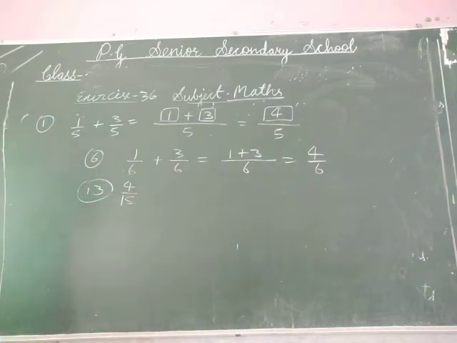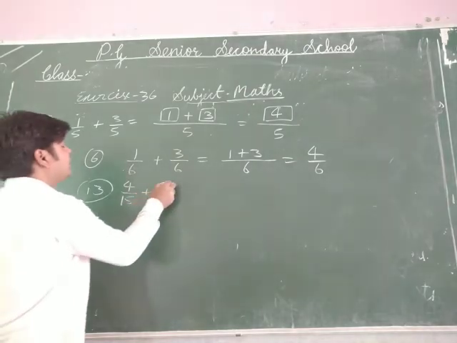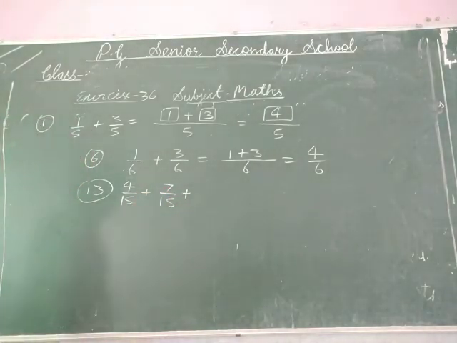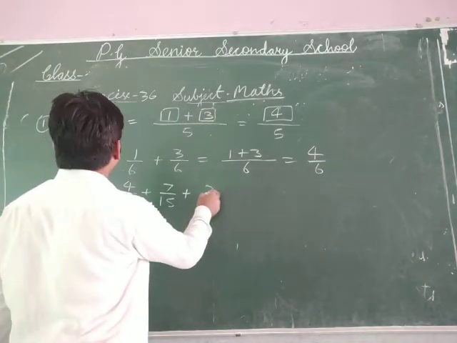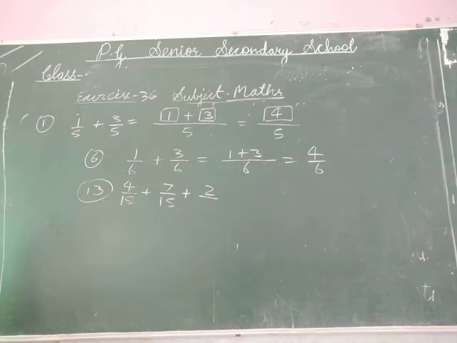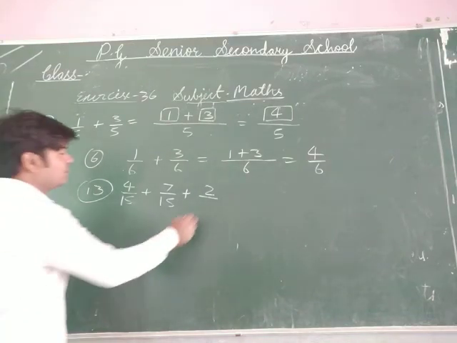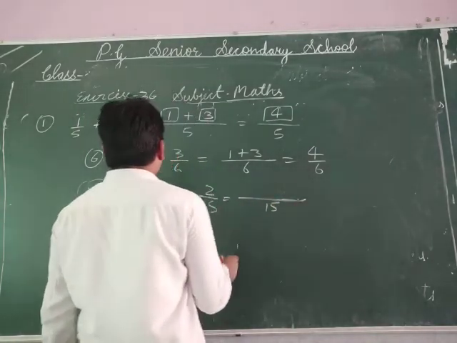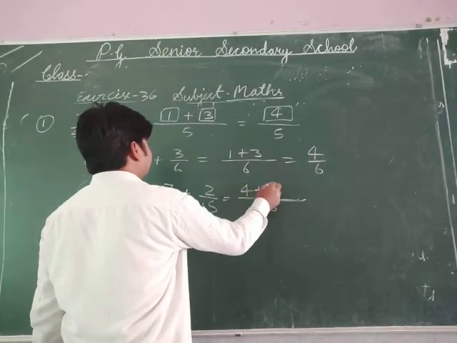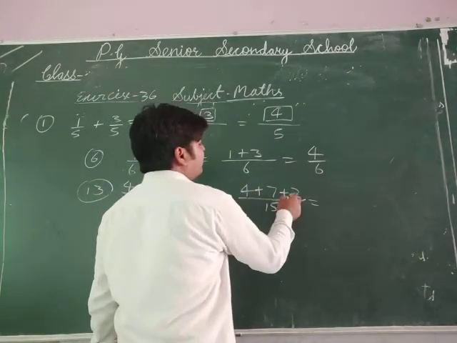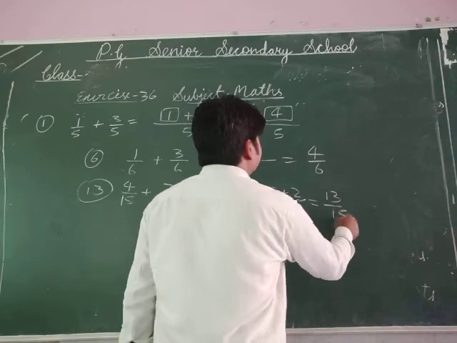4/15 plus 7/15 plus 2/15. So the denominators are equal, so you have to write the denominator here, and upside you will add the numerators: 4 plus 7 plus 2. 4 and 7 is 11, plus 2 is 13. 13/15 is your answer.